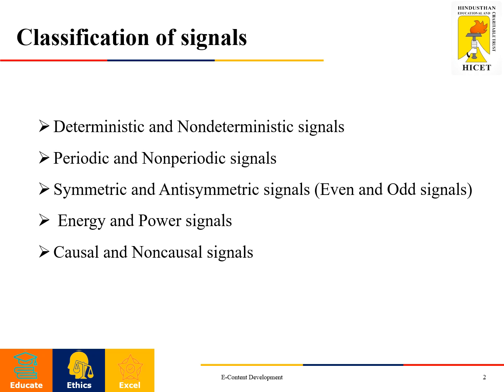These are the major classifications of continuous time signals: deterministic and non-deterministic signals, periodic and non-periodic or aperiodic signals, symmetric and antisymmetric signals, or we can call them even and odd signals, energy and power signals, causal and non-causal signals.